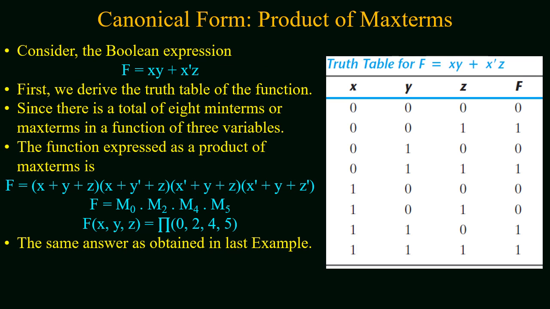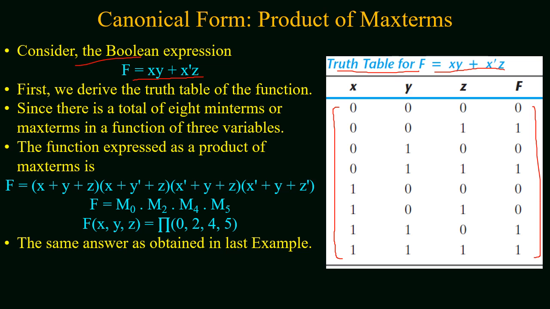Now consider the same Boolean function, which is x dot y plus x prime dot z. The function consists of overall three variables, so we will derive a truth table of the function, which will have a total of 8 binary combinations, and for all the binary combinations we will compute the output. Now we will look for the output function, and will identify those binary combinations for which the function has a value of 0.